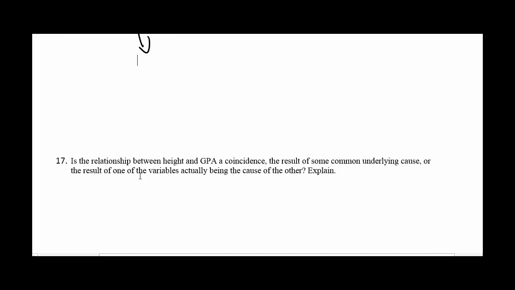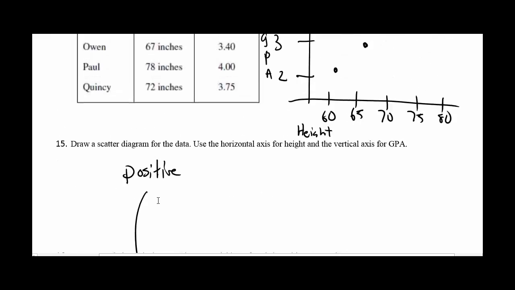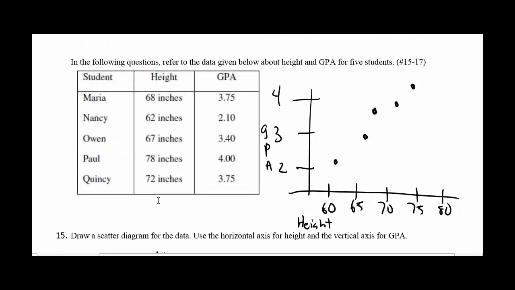Is the relationship between height and GPA a coincidence, the result of some common underlying cause, or the result of one of the variables actually being the cause of the other, and then give some sort of explanation? Okay, so in this case, I hate to say the idea of common sense, but as we're looking at this trend, clearly, according to this data, there is a trend that being taller makes you smarter.